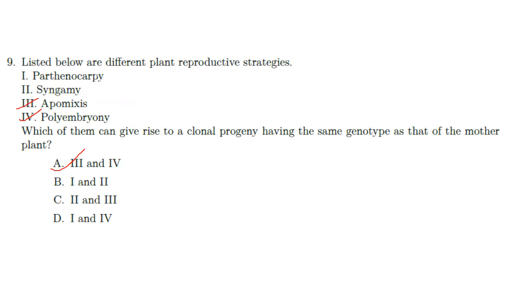Then listed below are different plant reproductive stages: parthenocarpy, syngamy, apomixis, polyembryony. Which of them can give rise to clonal progeny having same genotype as that of the mother plant? Now parthenocarpy. Parthenocarpy is the production of seedless fruit.